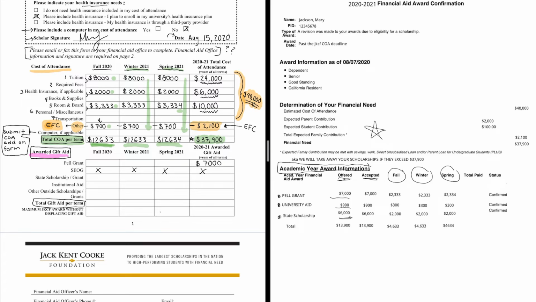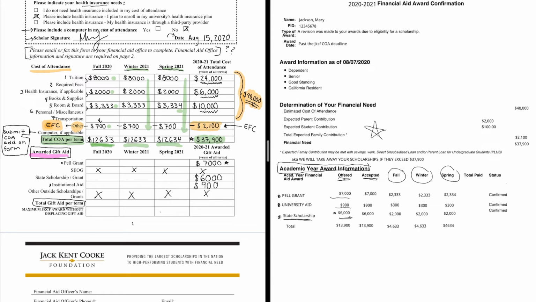So now what you're going to do is go back to the cost of attendance worksheet form, and you're going to put where it says Pell Grant, you're going to go all the way to the right and put $7,000. If it says SEOG, you did not get an SEOG grant, so you can put crosses through that. And then where it says state scholarship, it gets kind of confusing because your financial aid award confirmation didn't do this in order. So you're going to look at state scholarship and look at your state scholarship, and it was for $6,000. So you're going to go all the way to the right and put $6,000. Then, did you get institutional aid? Well, yes, you did. That's university aid. So then you're going to go all the way to the right again and put $900. In this case, in my examples, you did not get any other outside scholarships because that's what I did. If you did, you can put it there. Just make sure everything adds up.